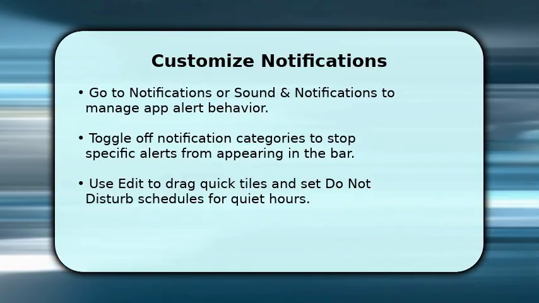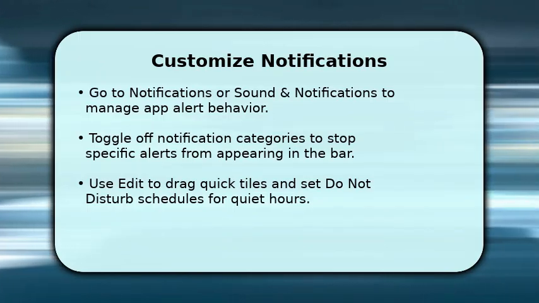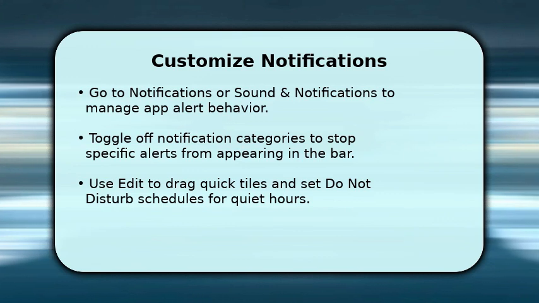To reorder quick tiles, open Edit and drag icons to the top row for immediate access. Use Do Not Disturb schedules to suppress notifications during set hours automatically. For iPhone, use Settings then Notifications to adjust style, badges, and lock.